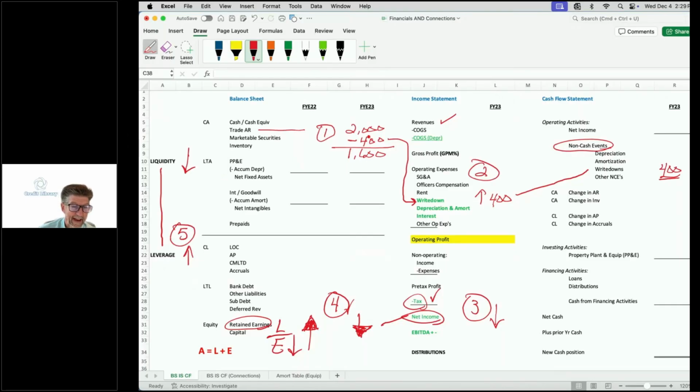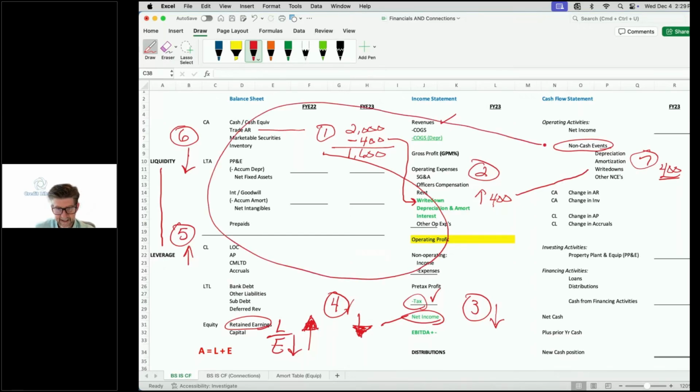And when it was found out that the AR was not going to be received, AR decreases. So that decreases liquidity. That's 6. And it's a non-cash event, and we know that because it's recorded over here in non-cash events on the cash flow statement. So I like this marking here where we go like this, and it looks like a 6. All right. And there's 7 items. So this helps us remember all the impacts of a write down.